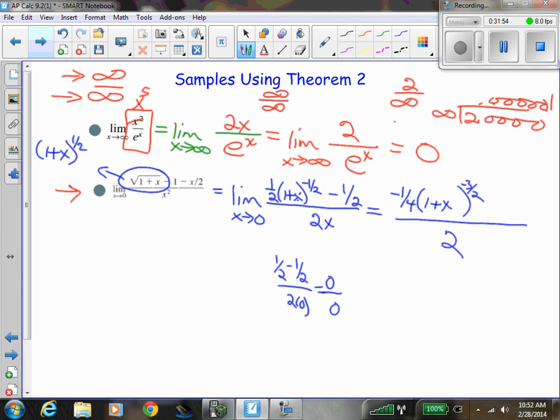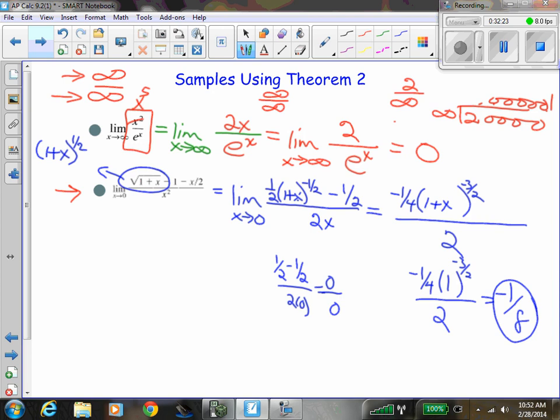All right, now if we plug in the 0, we've got a negative 1/4, and then we've got a 1 to a power, 1 to any power, again being 1, over 2. So this is negative 1/4 over 2. So the value of that limit is negative 1/8. All right, does anyone in class have a question about that? Does this seem relatively straightforward to you?